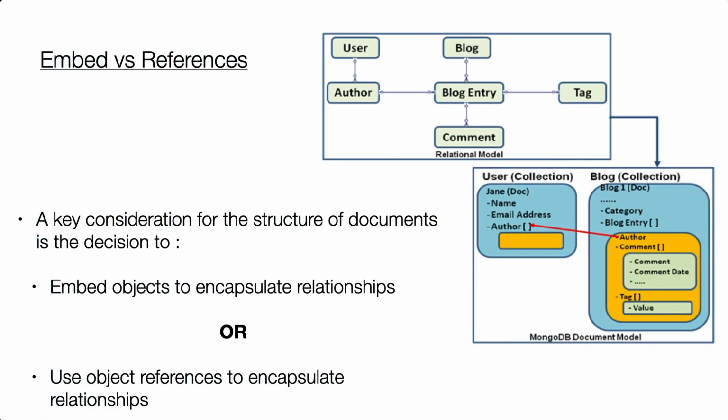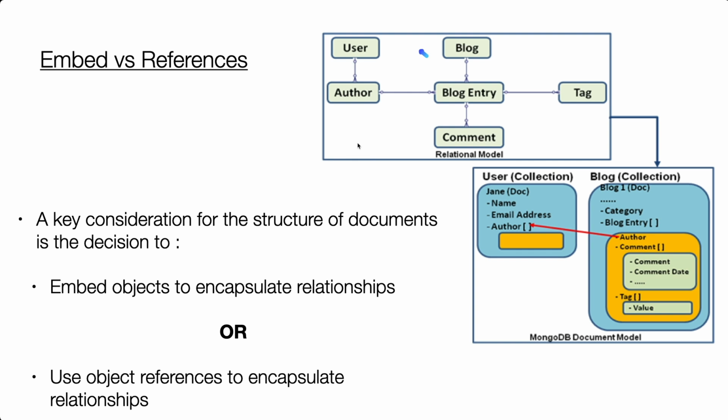In a relational model, relationships between entities evolve fairly naturally. In this blog application here, we've got users, authors, an author makes an entry in the blog, we have tags and comments and so on.